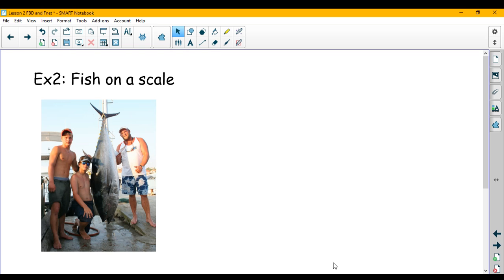This next example is very similar to our first example, but you'll notice in this case, I don't have a surface, and that just means I'm going to have to use a slightly different force. Now, these guys are all standing around their fish. They're obviously proud, and they've hung it from a rope to hold it. So again, there is my fish.